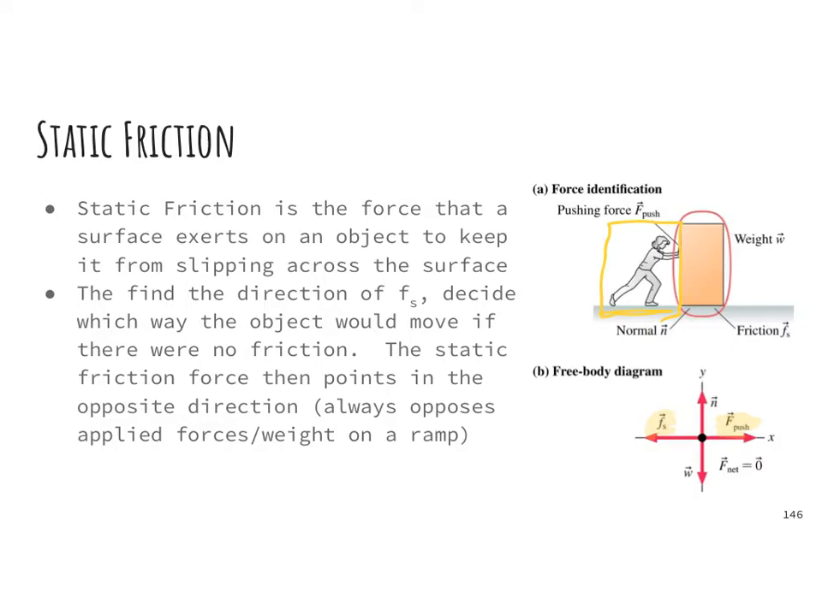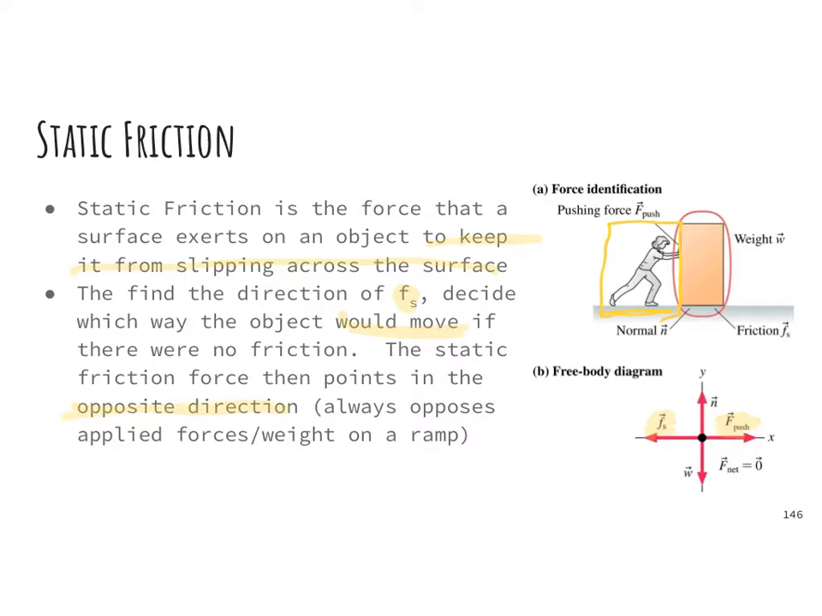So static friction is the force that a surface exerts on an object to keep it from slipping across the surface. If I imagine putting something on an incline, gravity's pulling it down. If it's not moving, static friction is keeping it up. If we ever need to find the direction of the static frictional force, we go in the direction that the object would move and make it the opposite. So the static frictional force will go in the opposite direction.